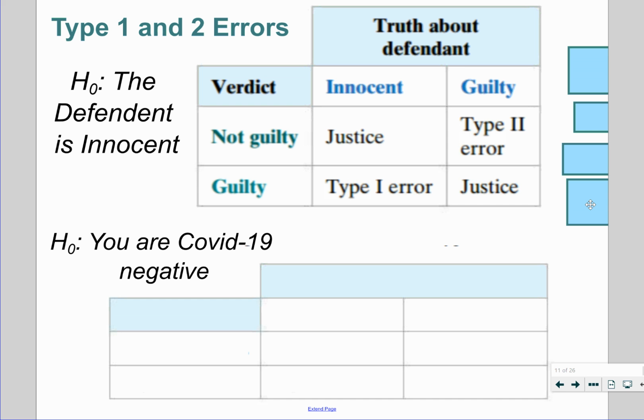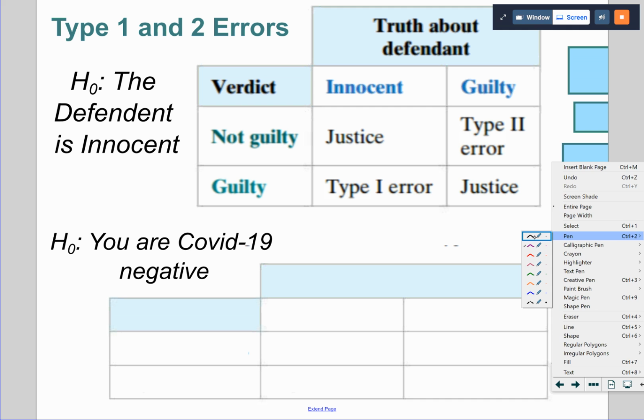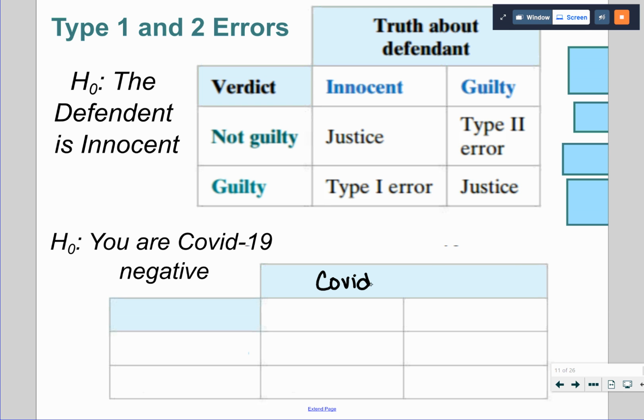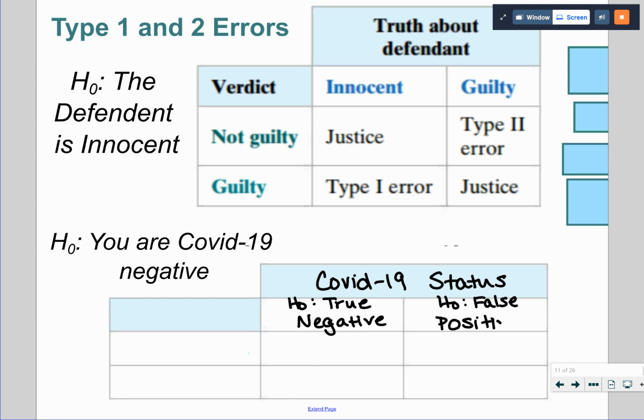Okay, we're going to fill out the next one together here. So real life example for everyone. You are COVID-19 negative. Yay. Okay, so on top, we're going to put our COVID-19 status, whatever that is. And so two things can happen. Either our null hypothesis is true or our null hypothesis is false. If our null hypothesis is true, you are negative. If our null hypothesis is false, you would then be positive.